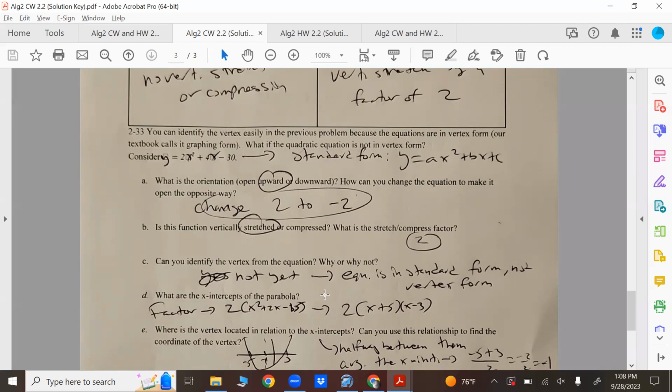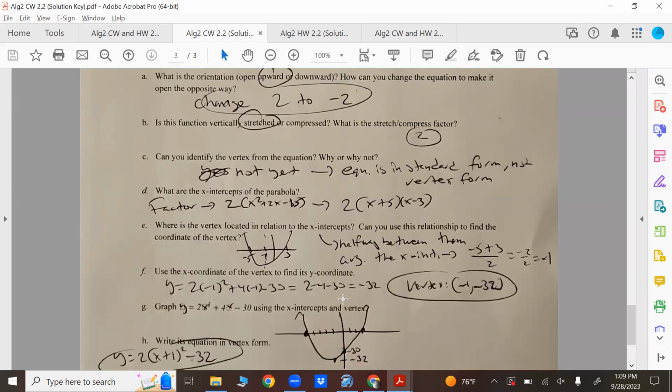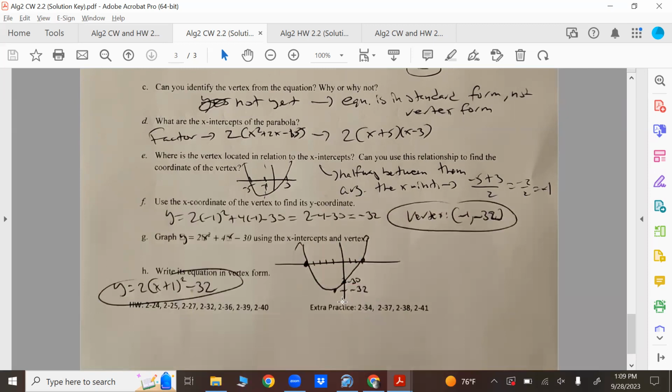Now you can identify where it crosses the x-axis, right? -5 and 3. Halfway between is going to be the vertex because you have symmetry for parabolas, right? Halfway between is -1, so that's the x coordinate of the vertex. Plug it back in the equation, you get the y coordinate of the vertex. And I notice this is going to open up because there's 2 as a coefficient for x squared. It gets stretched by a factor of 2, that's fine. But I can't identify the vertex until I put it in vertex form, or if I factor it, then I get closer to vertex form. Once I have the vertex, I have the x-intercepts, I'm golden.